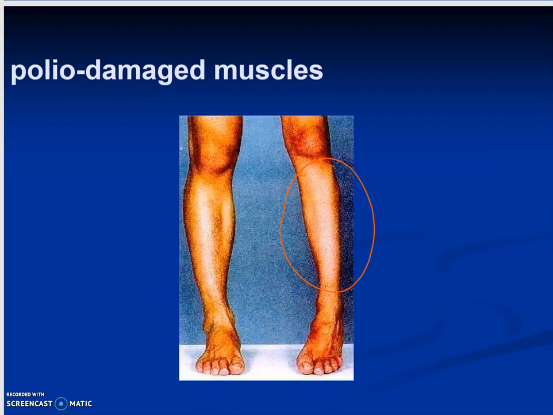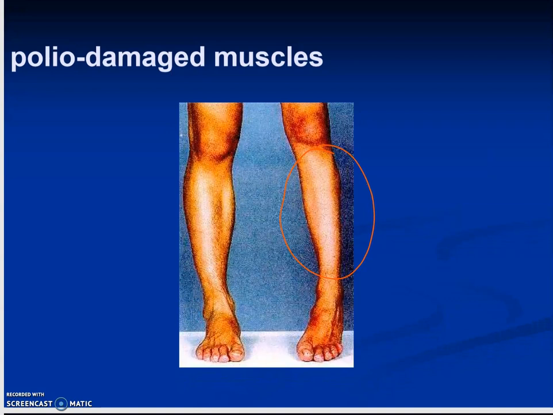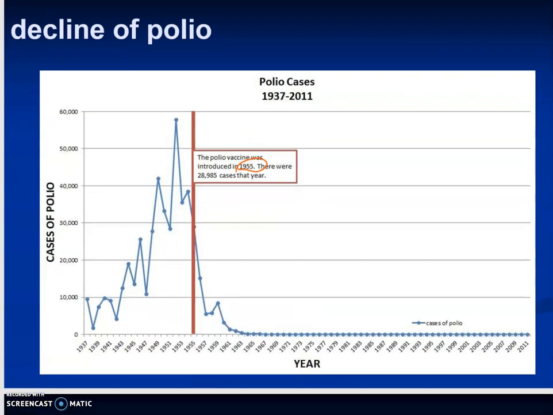So here is an image showing polio-damaged muscle. You can see how this muscle, this calf muscle, is much smaller. On this leg, the muscles are generally much smaller than in this leg right here, and that is because these motor neurons no longer stimulate the muscle, and then the muscle gets weak and it ends up in paralysis.